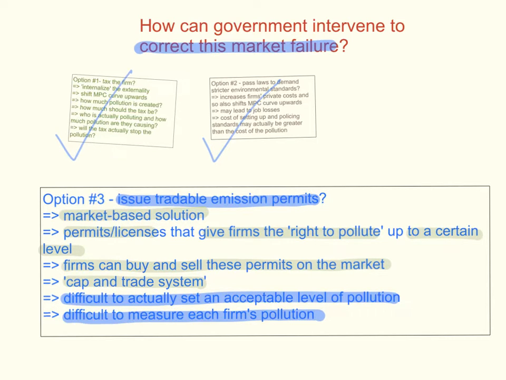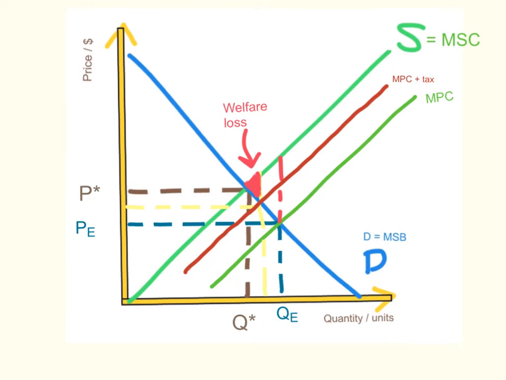So as you can see, every policy option has certain advantages and certain disadvantages, and governments have to be able to evaluate the strengths and weaknesses of every policy option. As we've mentioned in the previous slide, each of these policy options is designed to internalize the external cost that is being imposed.